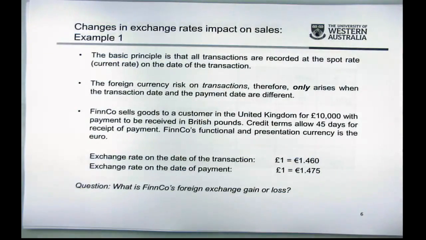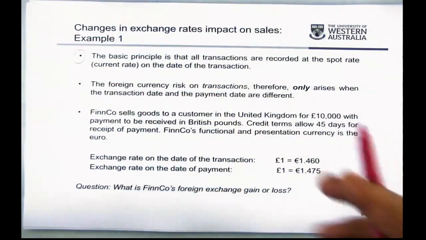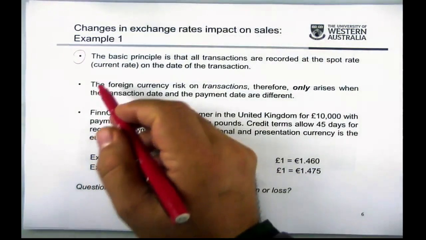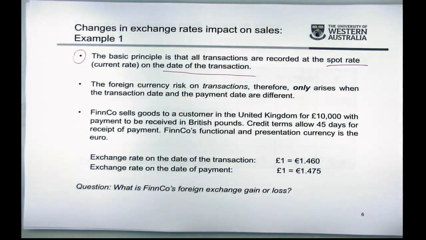So remember again, now let us see how to account for these transactions. At the inception of such a transaction, denominated in a foreign currency, usually accountants record an entry using the current or the spot exchange rate on the date of the transaction. Spot rate means the current exchange rate, okay?